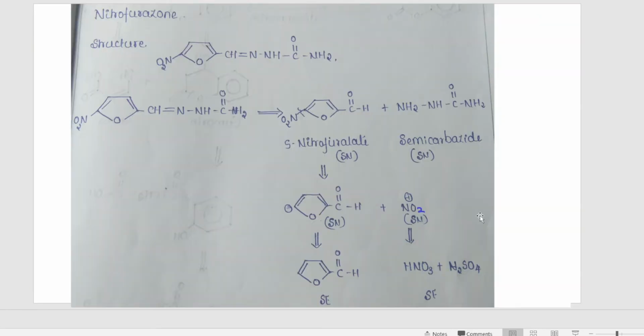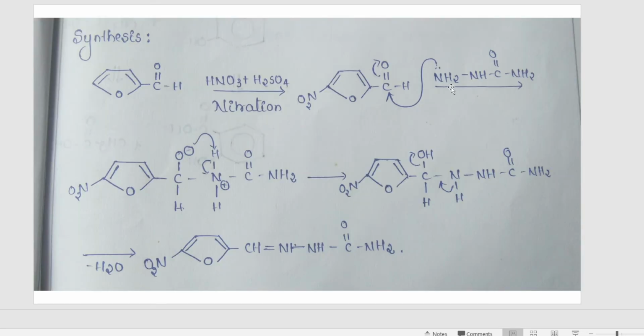Next, once nitration is done, what do you have to do next? You have to add the semicarbazide part, that is NH2, NH, C double bond O, NH2. That we have done. We have added the semicarbazide part. Now look here, there is a carbonyl group. The pi electrons will migrate onto oxygen to give a minus charge, and carbon will become electron deficient and get a plus charge. The nitrogen has a lone pair of electrons, which is donated to the carbon, so there is a bond formation between this carbon and this nitrogen.